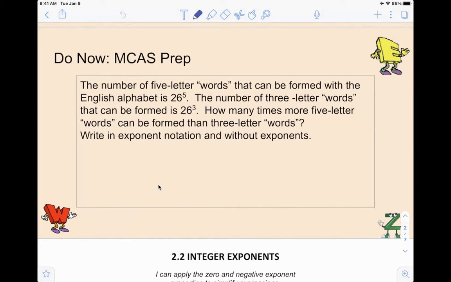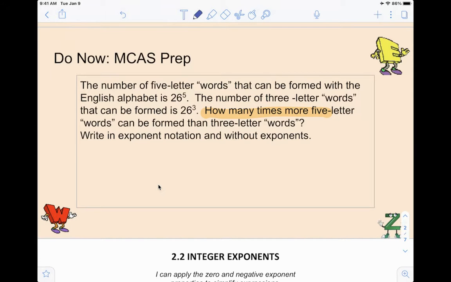The number of 5-letter words that can be formed with the English alphabet is 26 to the 5th power. The number of 3-letter words that can be formed is 26 cubed. How many times more 5-letter words can be formed than 3-letter words? Well, this is very important vocabulary. How many times more means what is that factor? And in order to find that out, we need to divide.